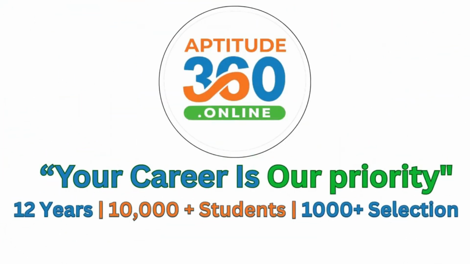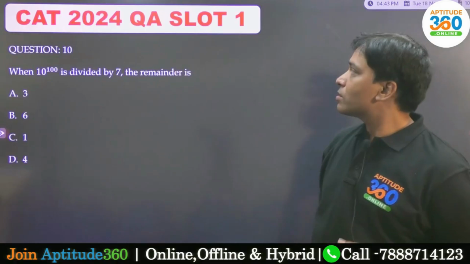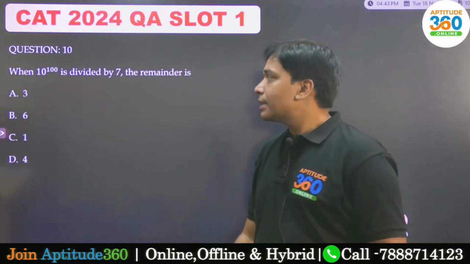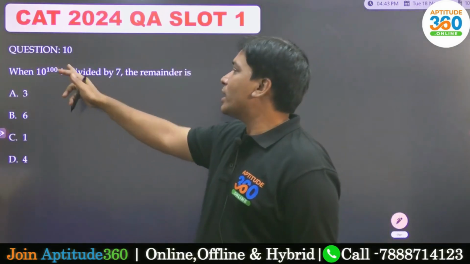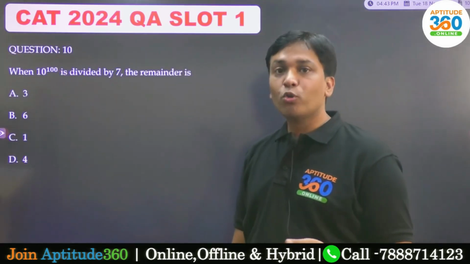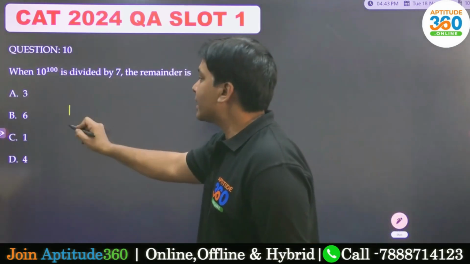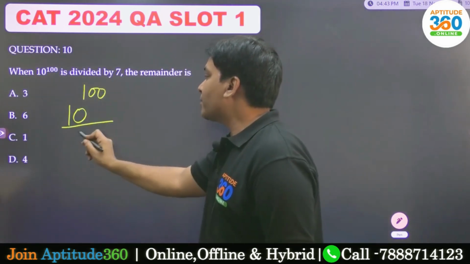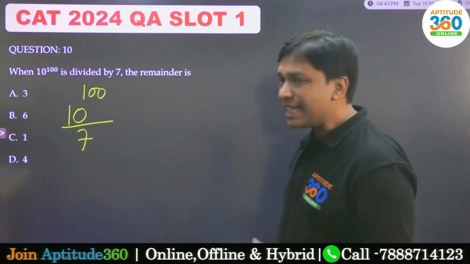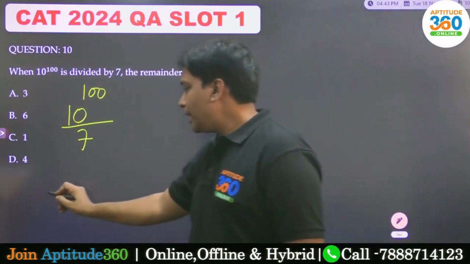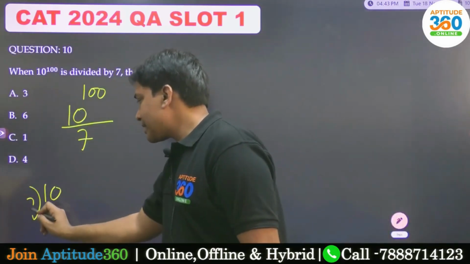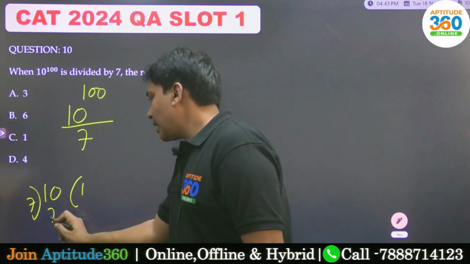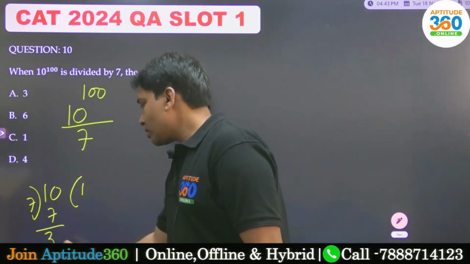Let us solve this remainder theorem problem. It was asked in CAT 2024 in slot 1. The problem says that 10 raised to 100, when it is divided by 7, what is the remainder? So can I say that when 10 gets divided by 7, what is the remainder? 3. When 10 gets divided by 7, the quotient is 1 and the remainder is 3.